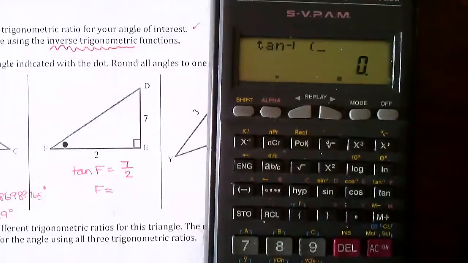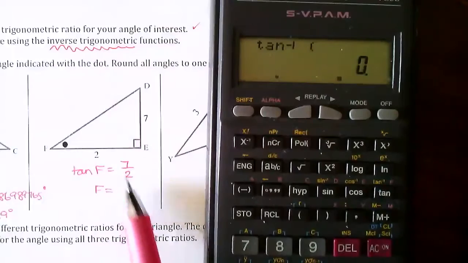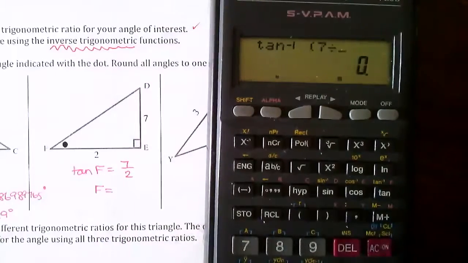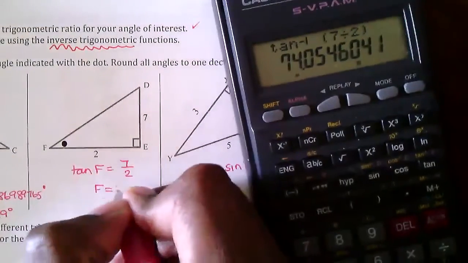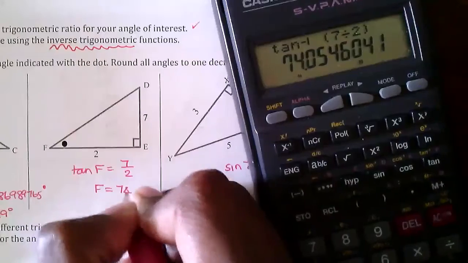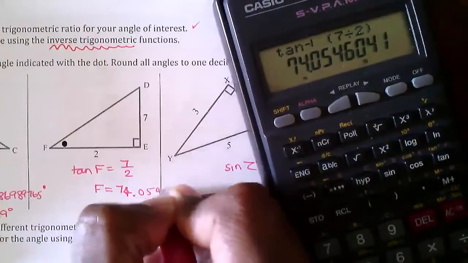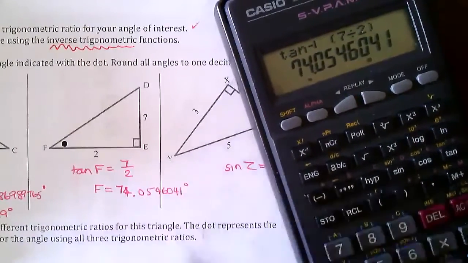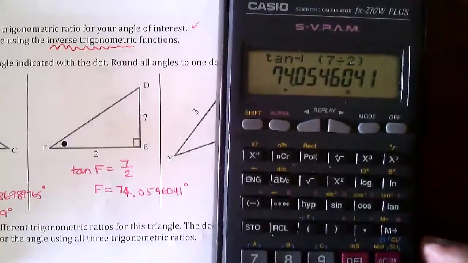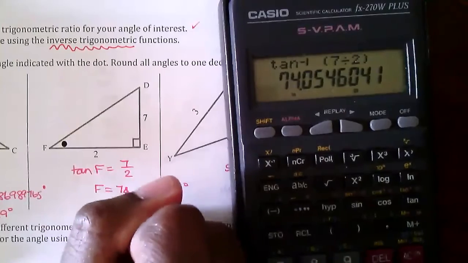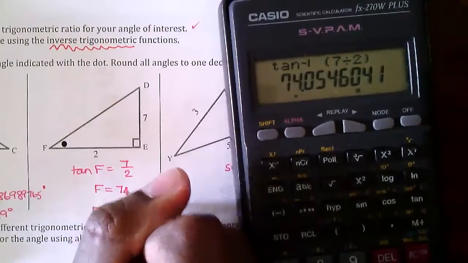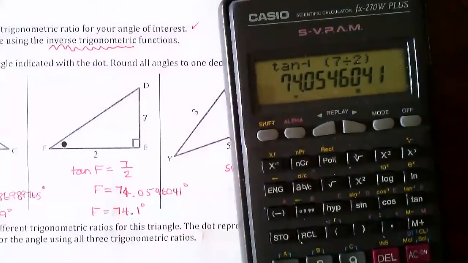And then I put my ratio in brackets. So the ratio is 7/2, 7 divided by 2, which gives me 74.0546041 degrees. Again, I'm going to write it all out. 74.0546041. Again, degrees because we're solving for an angle. And based on the instructions, I should round it to 1 decimal place.